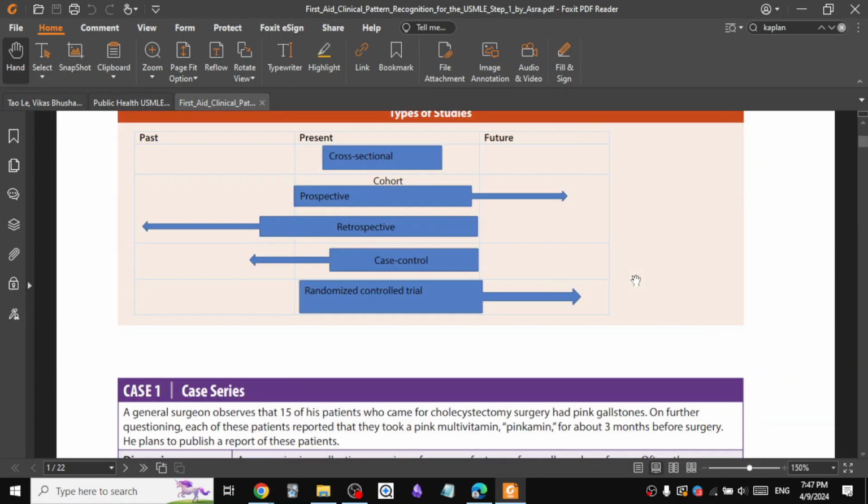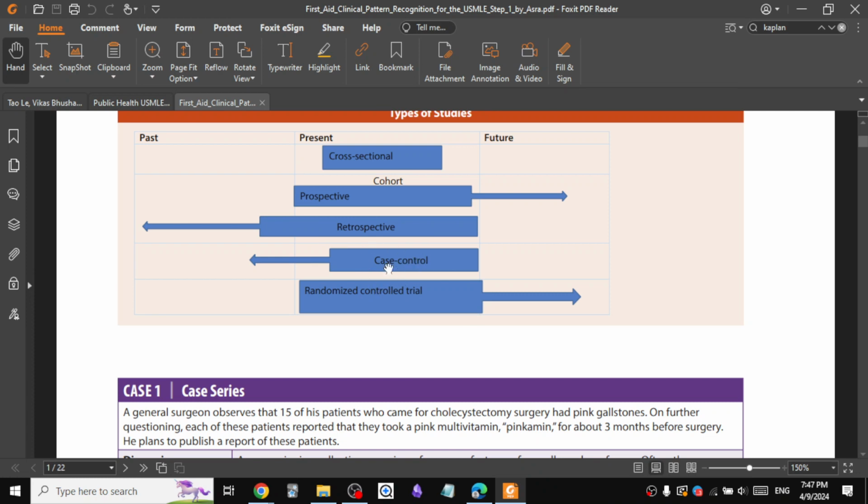Now you come back here and look at the temporal representation of all these studies. Cross sectional always takes place in the present. Case series as well takes place in the present. Prospective cohort takes place in the present and goes up to the future. Retrospective cohort takes place in the present, but it includes all the data from the past.